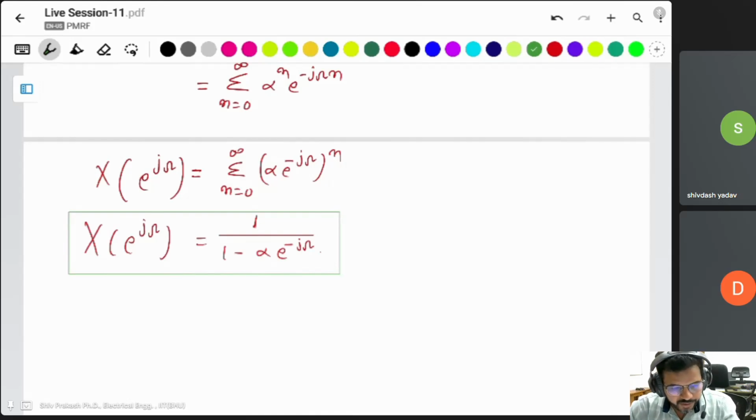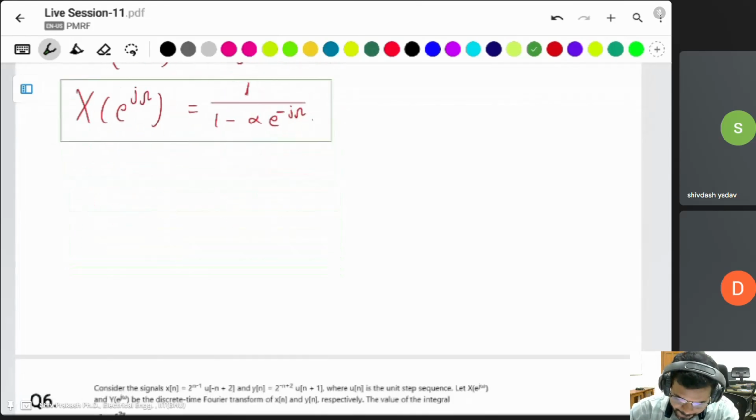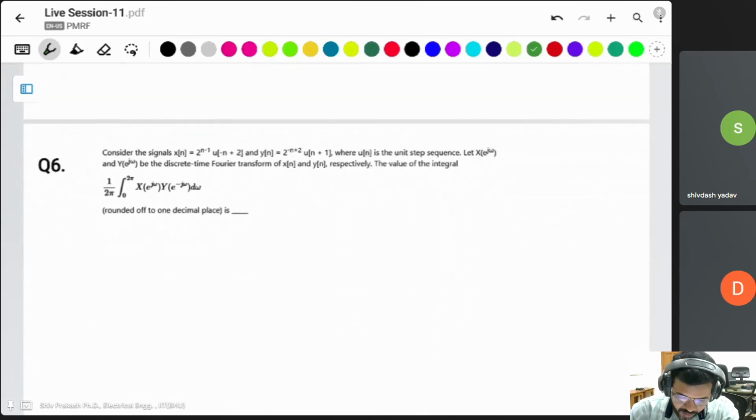Okay, let's try the next question. Consider the signal xn is 2 to the power of n, minus n, u of minus n plus 2, and yn is given as 2 to the power of minus n plus 2 and u of n plus 1, where un is the unit step sequence. The sequence is given because this is a discrete time signal. That's why the sequence is given.